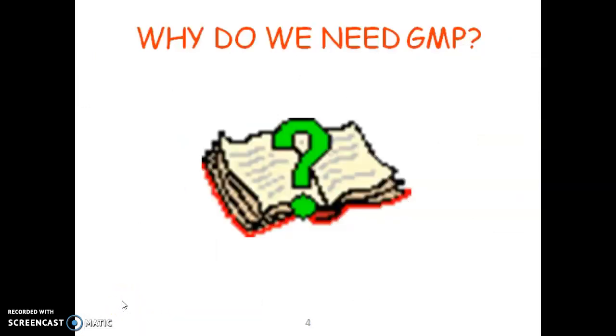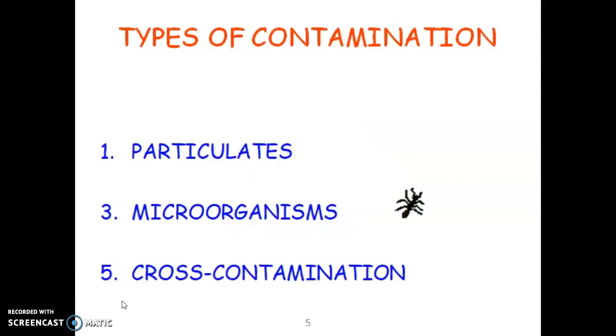So what is the need of GMP? The main object of the GMP is to ensure the quality, safety and efficacy of pharmaceutical products. It is designed to minimize the risk involved in pharmaceutical processes.